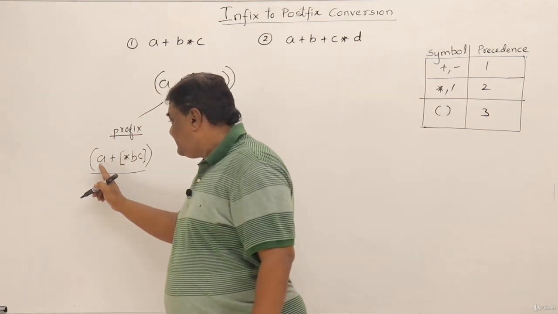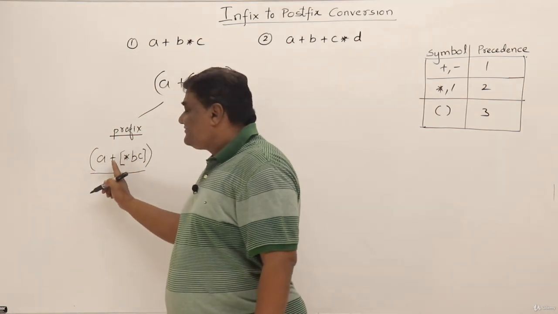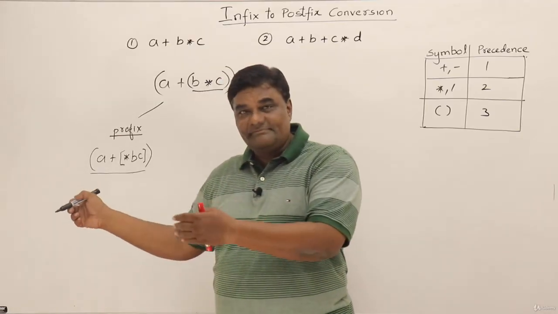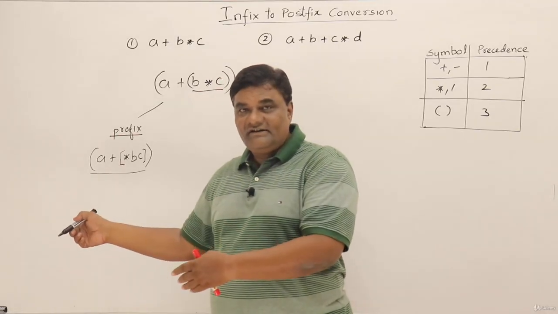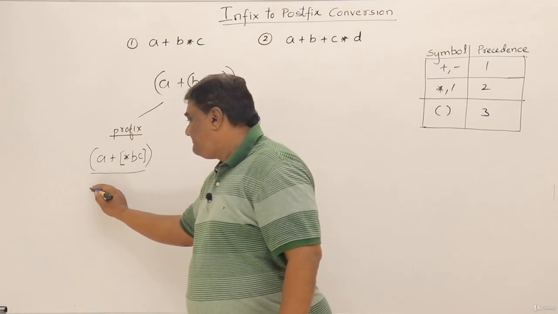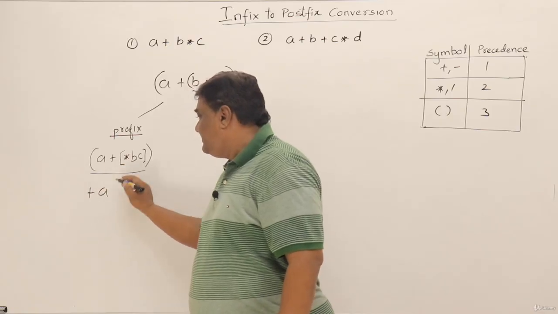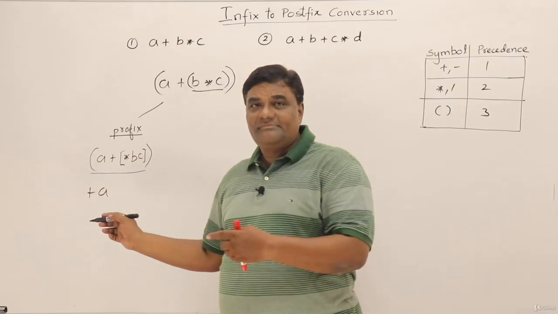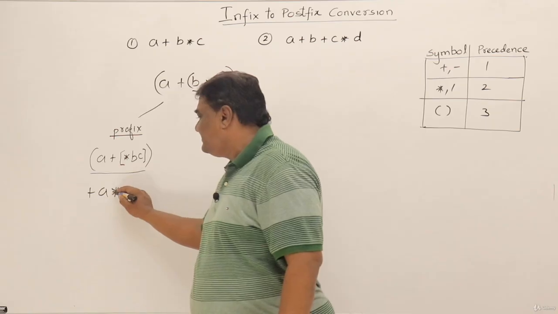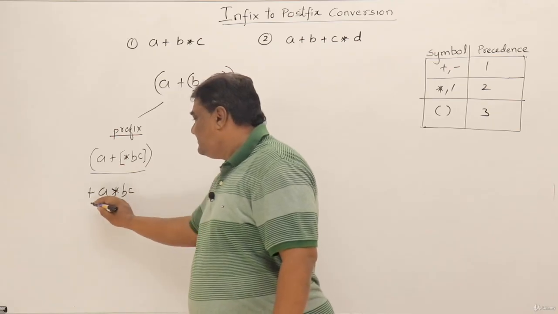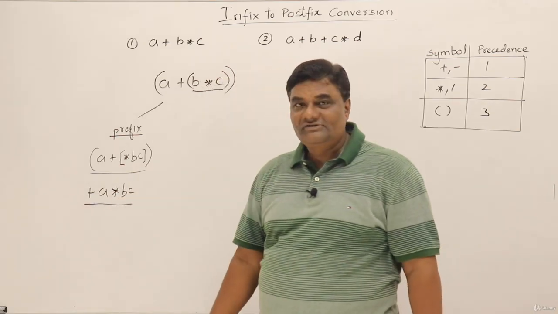Then that is having what? A plus this whole thing. So prefix means first write plus, then left hand side and right hand side. So first write plus, then A, then right hand side we have star BC. So write the complete thing: plus A star BC. So this is the prefix form of that expression.